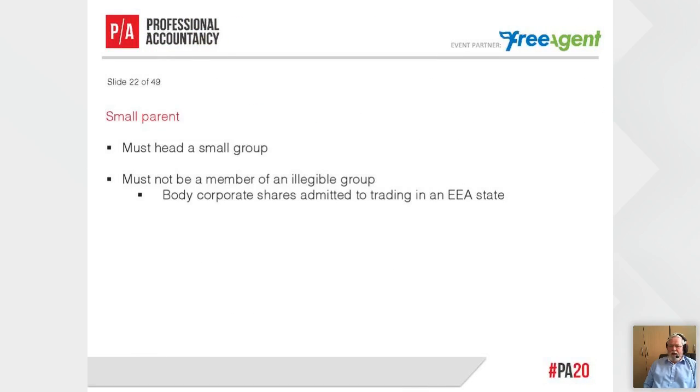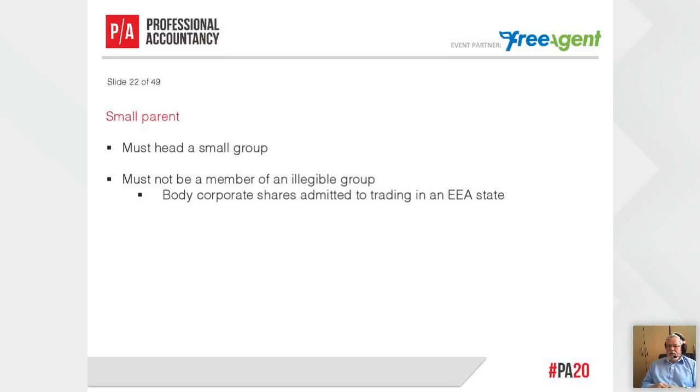So in order to be a small parent, you must head a small group. But more importantly, not only must you satisfy the criteria to be a small group, you must not be a member of an ineligible group. So if you were to satisfy all the small company criteria in terms of the 2 out of 3, then you also need to look at that entity's membership of the wider group. And if it's a member of an ineligible group, then it will not be small by definition.